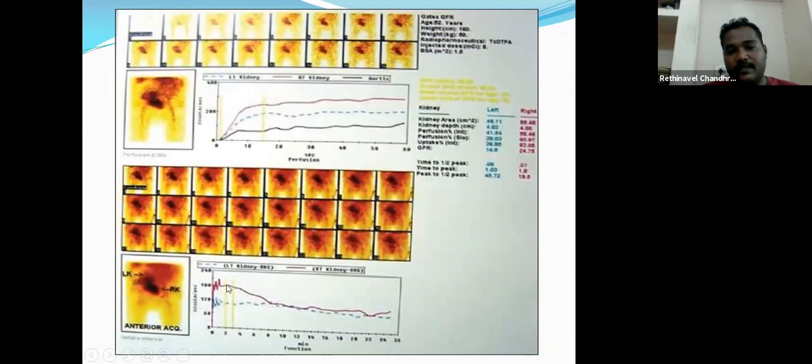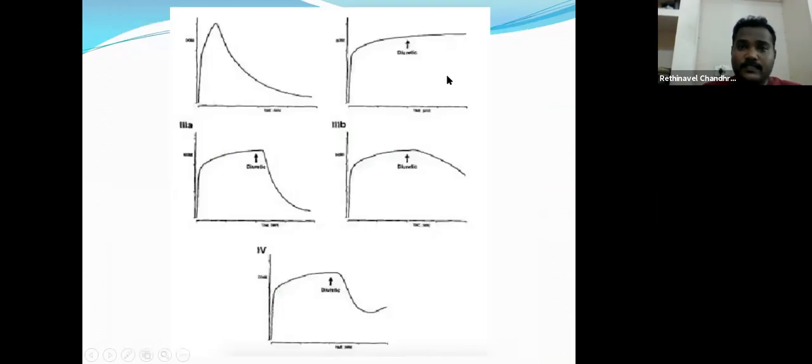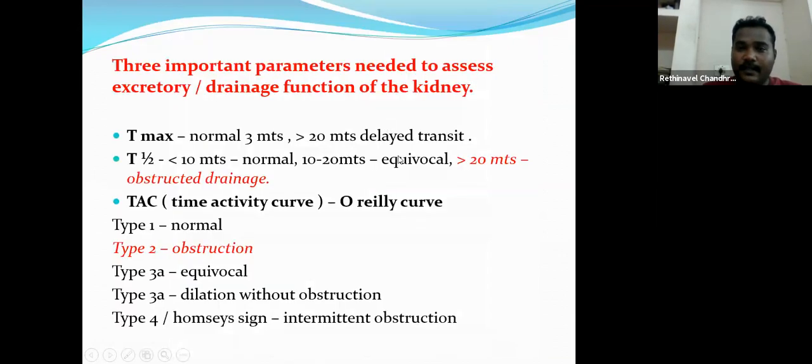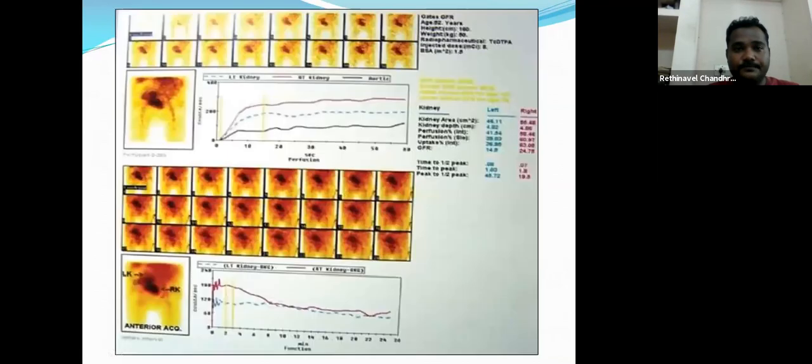After tracer administration, the tracer is excreted and the slope comes down. But the blue color is an obstructed kidney, where even after the tracer is given, it stays in the collecting system and the slope does not come down. You don't need to know much more about this. Just remember, the type 2 curve is specific for obstruction, and a T half of more than 20 minutes in this renal scan is a pattern for obstructed drainage.